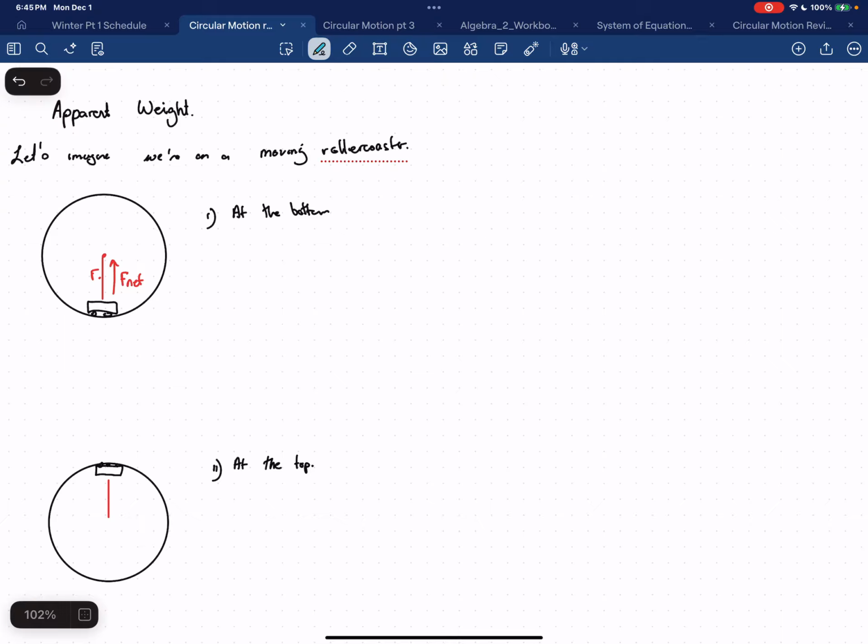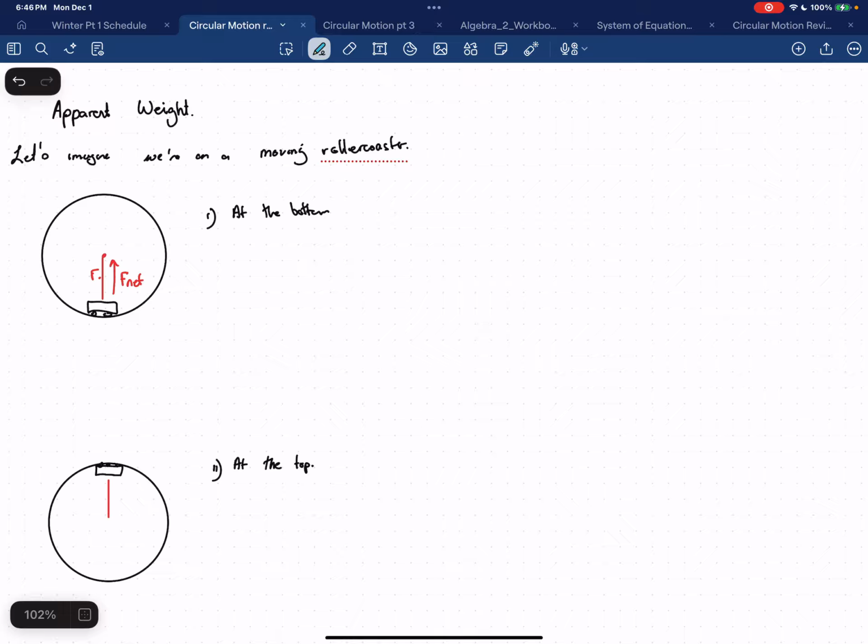So now at the bottom, let's try to find our apparent weight. Do we recall what apparent weight is? Really, the apparent weight is the weight we feel, and we're able to quantify it. How do we quantify it? We solve for the normal force at the particular surface that we're on. So here, we're in a roller coaster, and we're at the bottom.